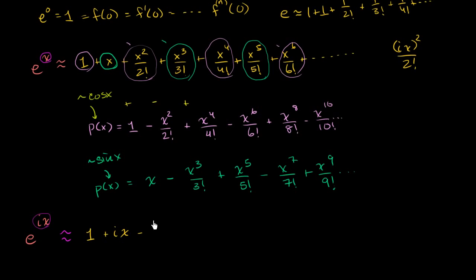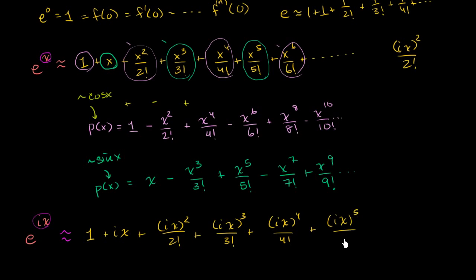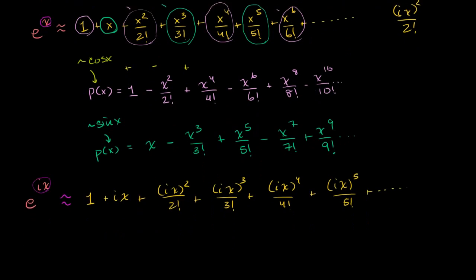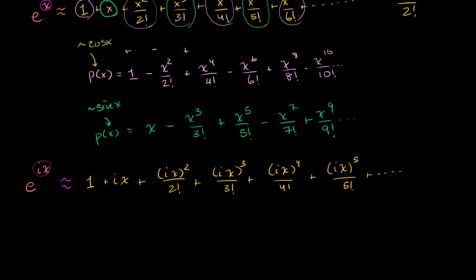So this is going to be ix squared over 2 factorial plus ix to the third over 3 factorial plus ix to the fourth over 4 factorial, and we can keep going, plus ix to the fifth over 5 factorial, and we could just keep going, so on and so forth. But let's evaluate these ix's raised to these different powers.